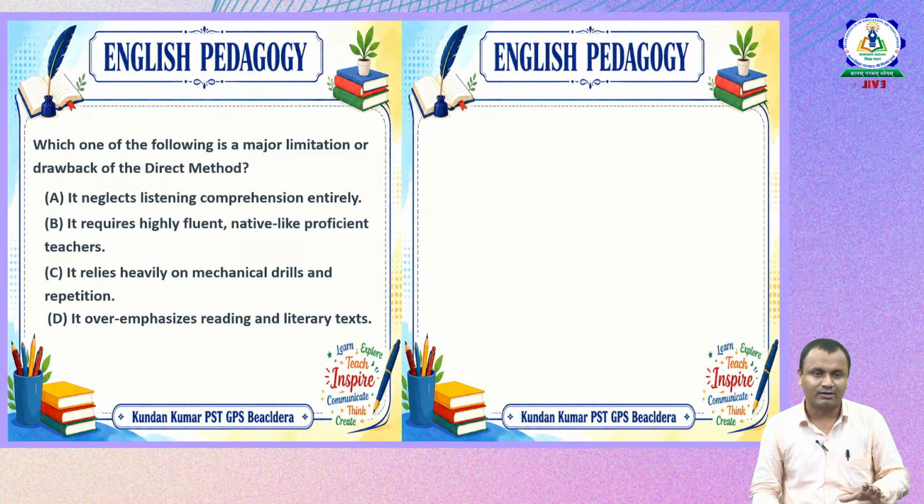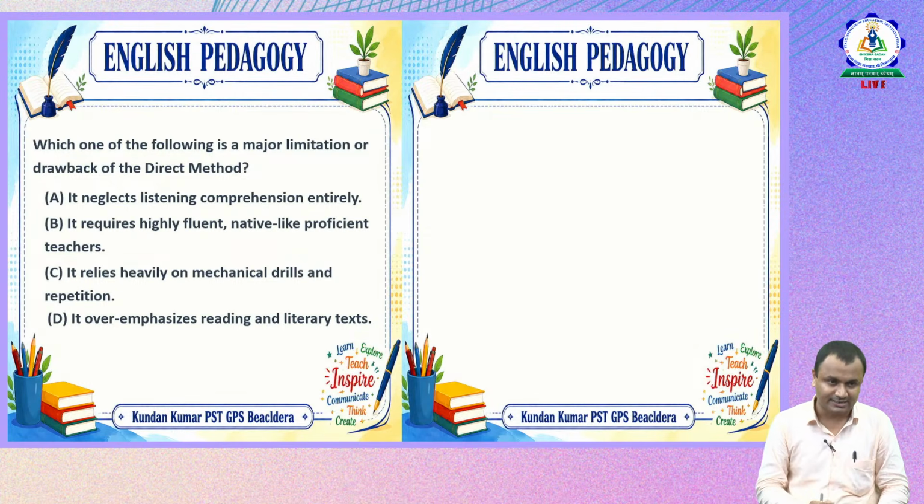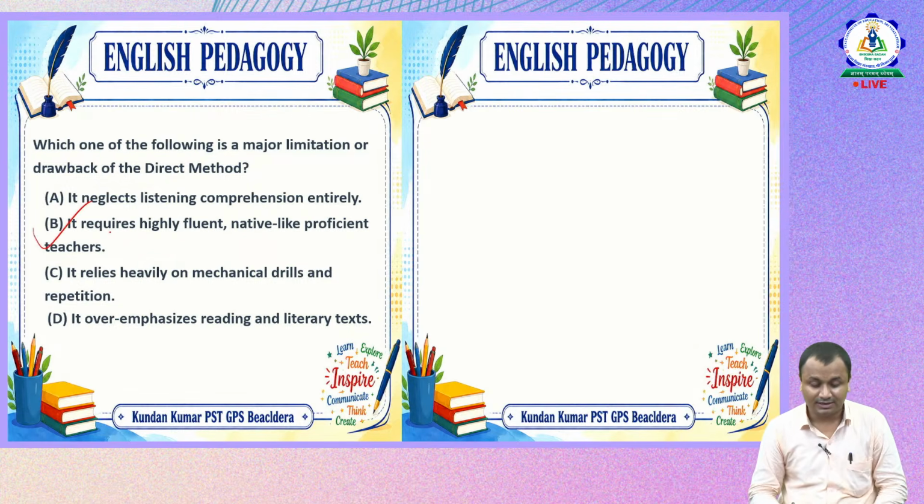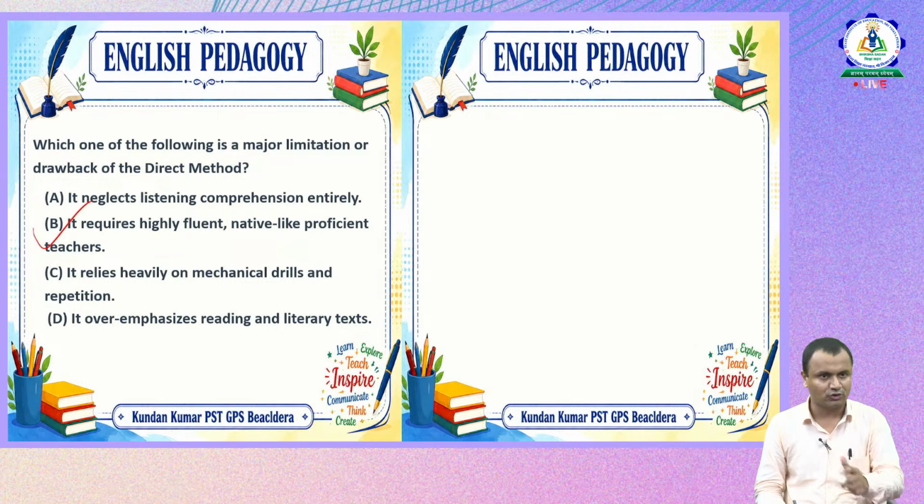So we need to understand, we need to find out which one is one of the major limitations of teaching through direct method. That is, it requires highly fluent native-like proficient teachers. If the teacher is not fluent, if the teacher is not proficient, you cannot execute any lesson through the direct method.